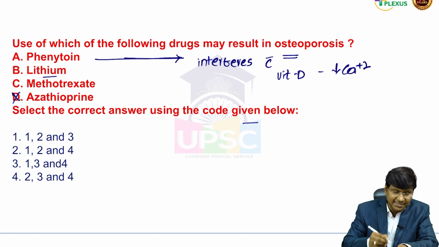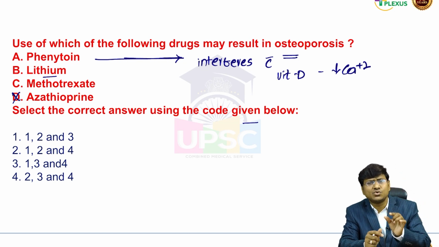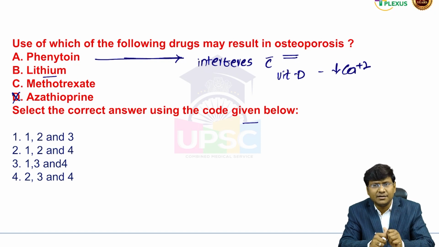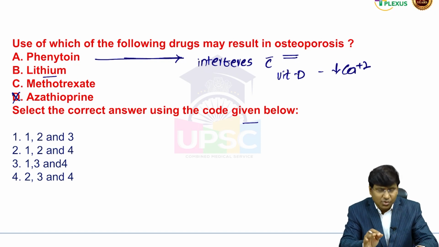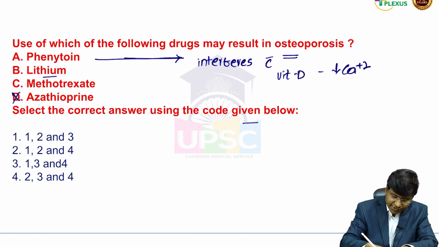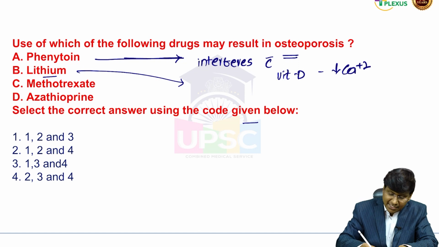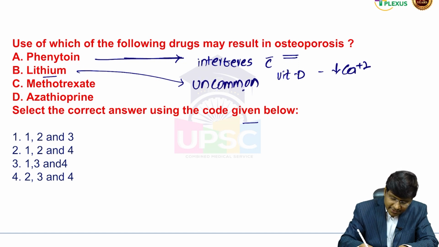Then coming to lithium. If you take lithium, this medication is commonly used in bipolar disorder. This is also associated with osteoporosis, but the intensity of the osteoporosis is less. Okay, so right, a small correction here. Lithium causing osteoporosis is very rare. It is uncommon. So what will be the answer? I will tell you, right?